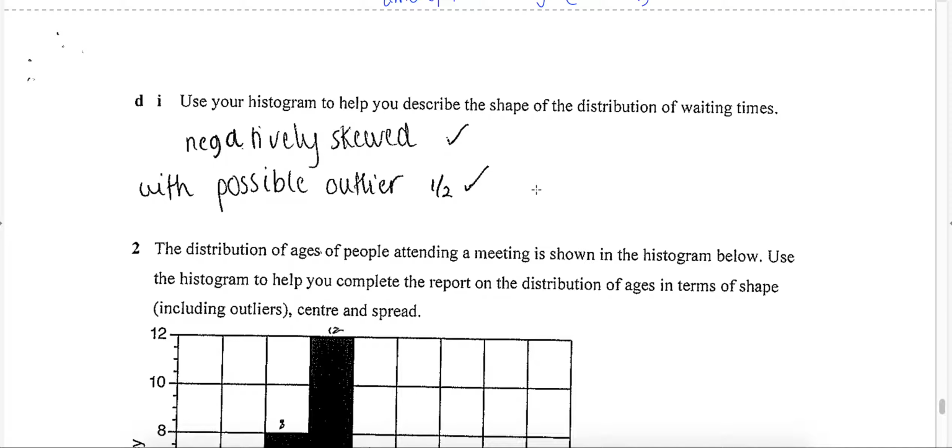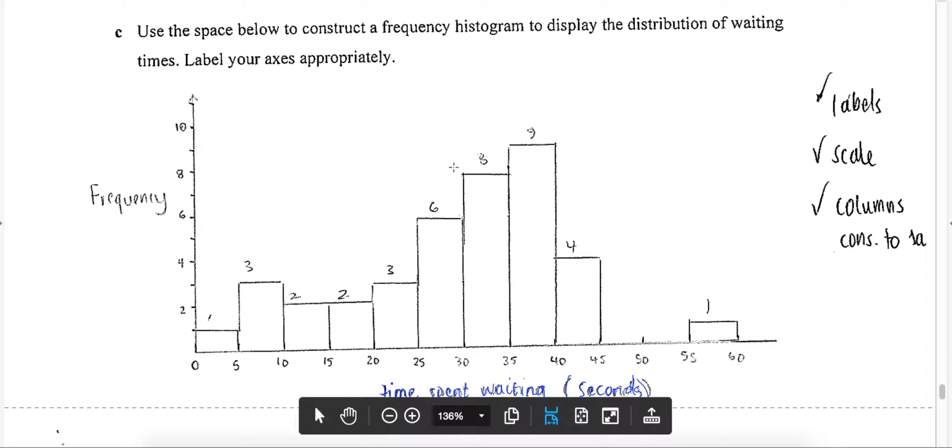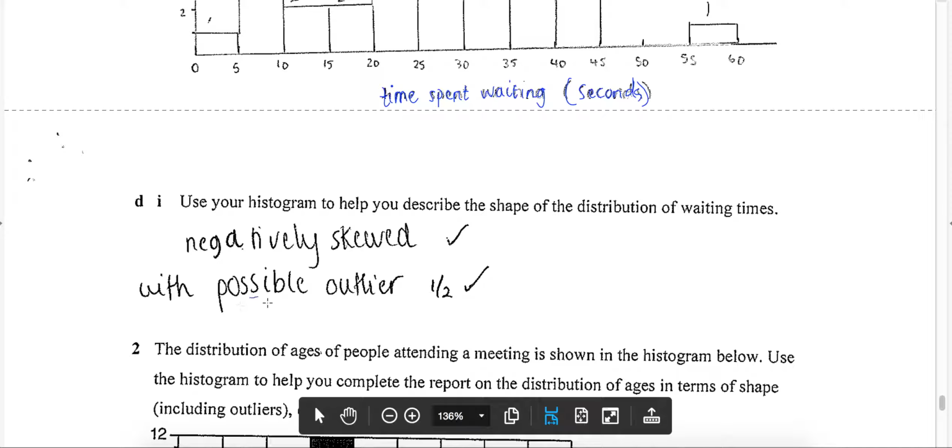Okay, the shape of the distribution, it's clearly got a negative skew, so it's got a tail down here, a lot of data up this end, and there's a possible outlier because this one here is a fair bit isolated from the rest of them. So do mention this word possible.